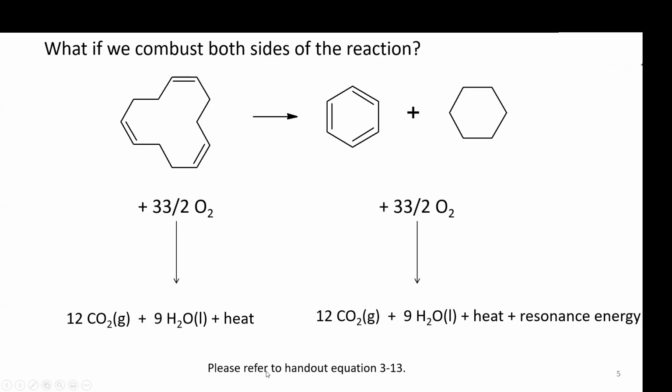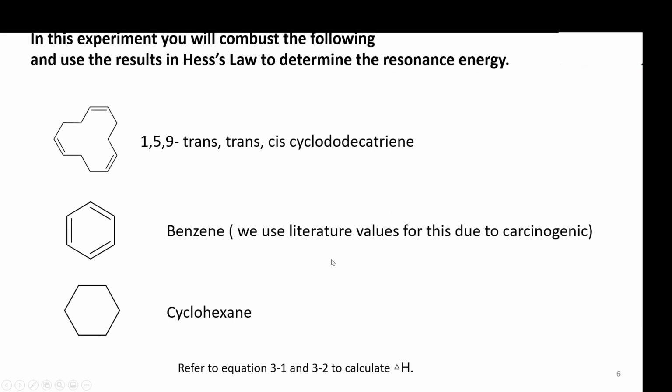Okay, so you can refer to the handout. I'll point you to where the handout is, equations 3-1 to 3-3. In this experiment, it looks pretty straightforward. We're going to do 3 combustions, and after we combust them, we can measure how much heat we get from each reaction, and then we use Hess's law to determine the resonance energy. The exception here is the benzene.